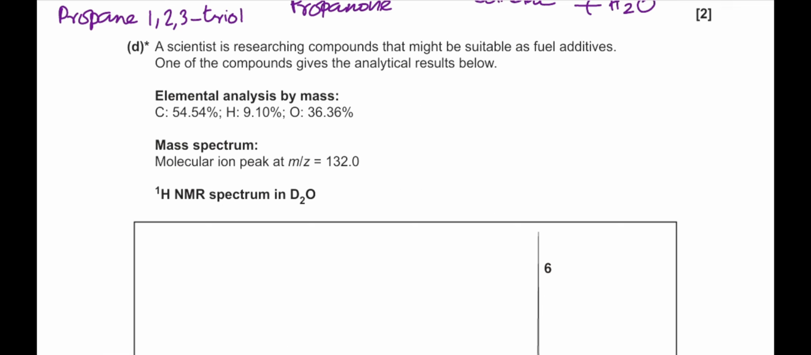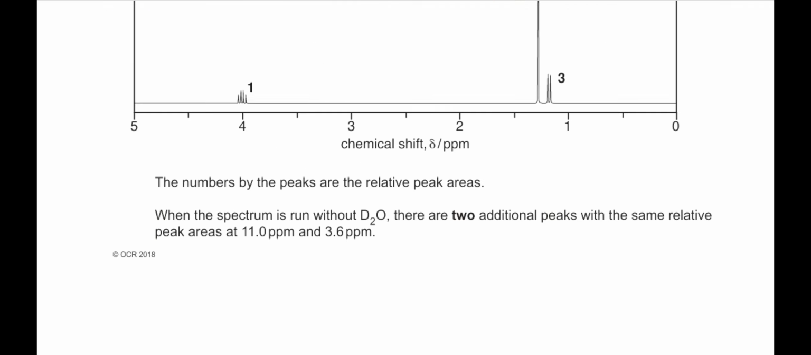A scientist is researching compounds that might be suitable as fuel additives. One of the compounds gives the analytical results below. Elemental analysis by mass: carbon 54.54%, hydrogen 9.10%, oxygen 36.36%. And the mass spectrum molecular ion peak at m/z is 132. And then the NMR spectrum chart is also given. The numbers by the peaks are relative peak areas. When the spectrum is run without D2O, there are two additional peaks with the same relative peak areas at 11 ppm and 3.6 ppm. This is important information for us.